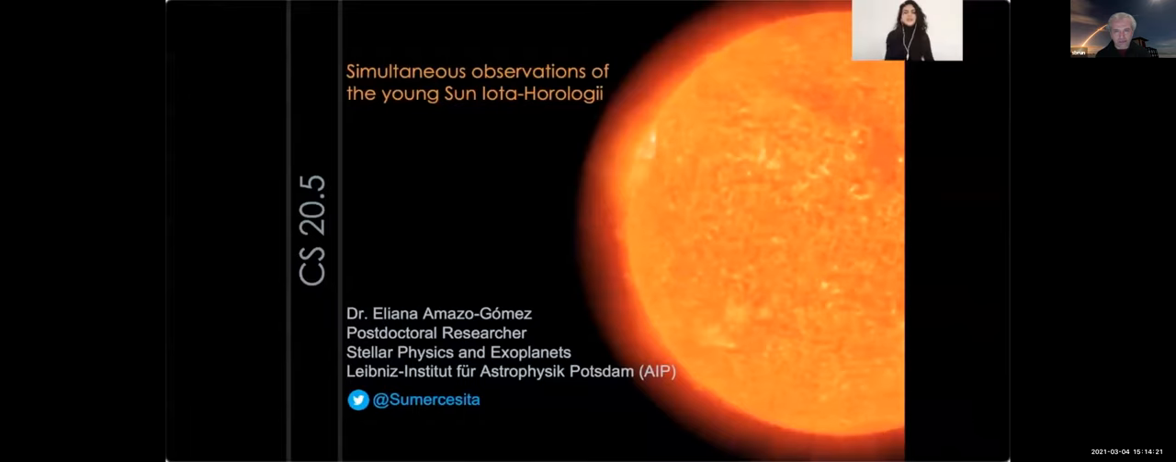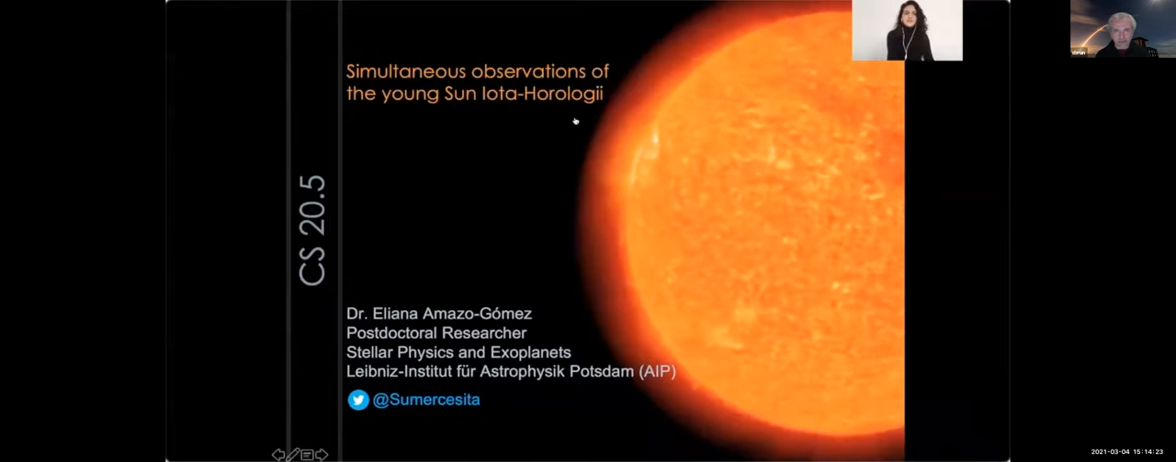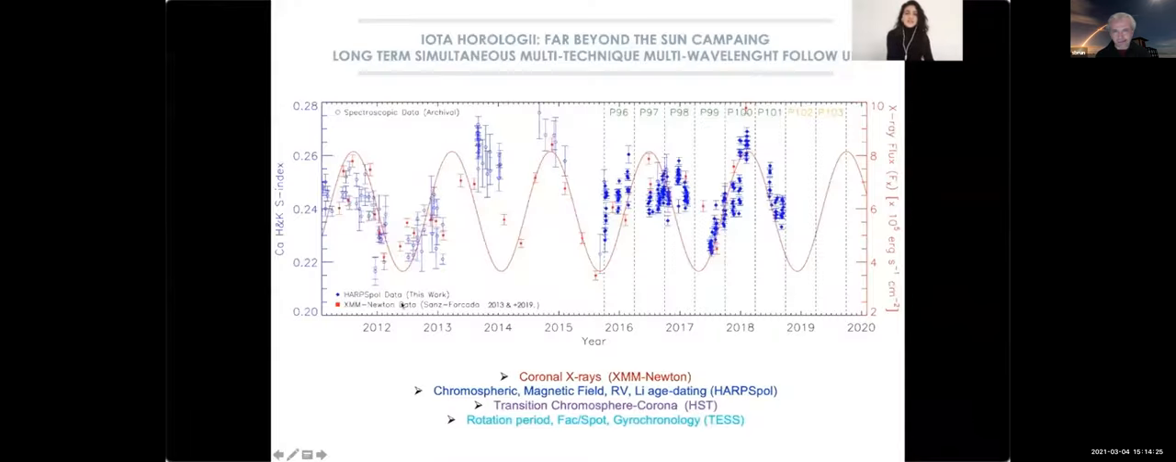This is the analysis of simultaneous observations of the young Sun iota Horologii. That is a star with one of the shortest X-ray cycles and long-term follow-up in spectroscopic data. From the Far Beyond the Sun campaign, we obtained around 6 semesters of observations with HARPS-N. Also, we got 2 observations using HST, and we complemented our analysis using TESS photometry.